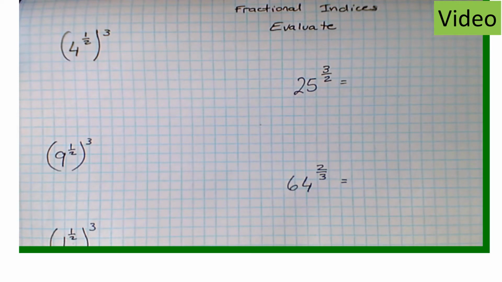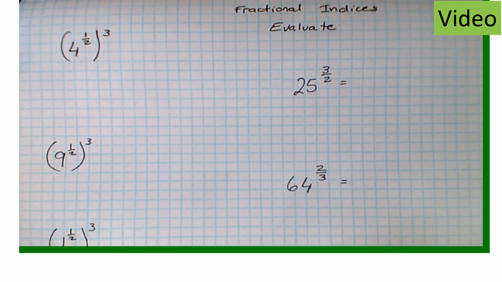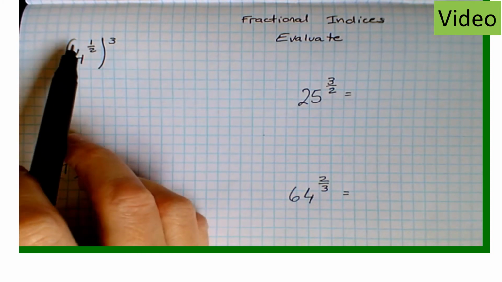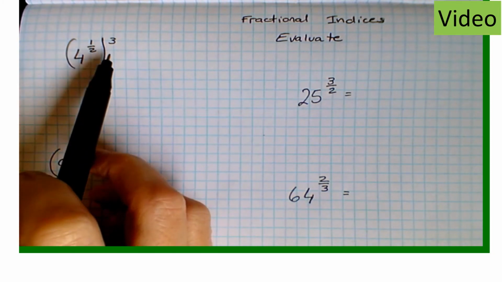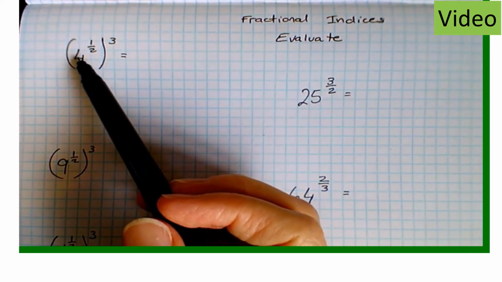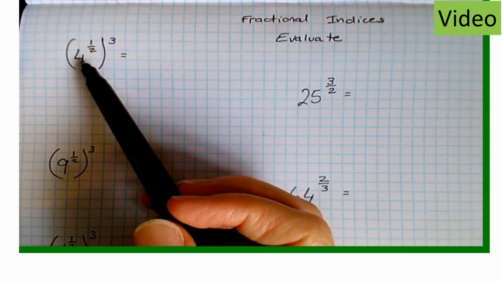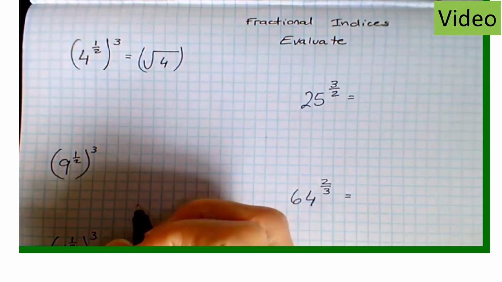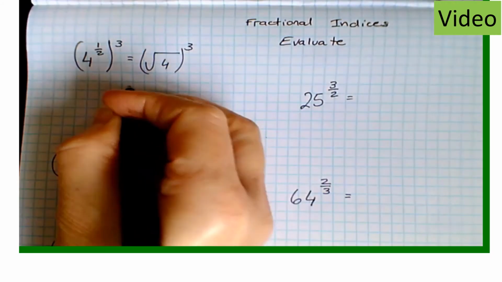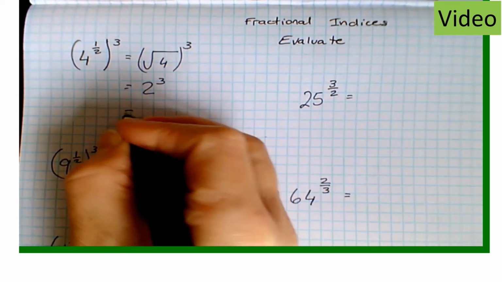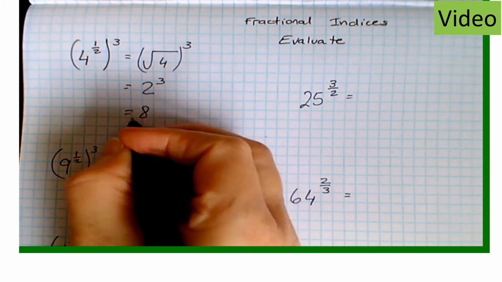We're going to have a look at questions involving fractional indices and how we can evaluate them. So in this question, we've got 4 to the power of a half in brackets and outside the power of 3. Now we know that, because we did this yesterday, 4 to the power of half means square root of 4. So I've got square root of 4, and the entire square root of 4 is going to be cubed. So square root of 4 is 2, cube that, and 2 cubed is 8, and there's our answer.